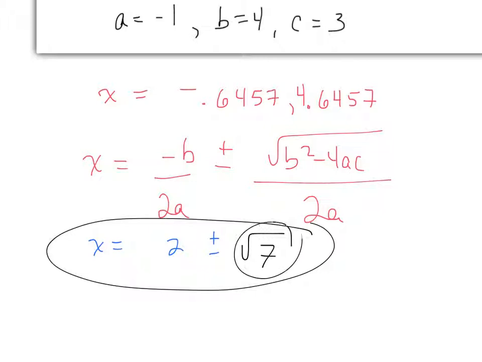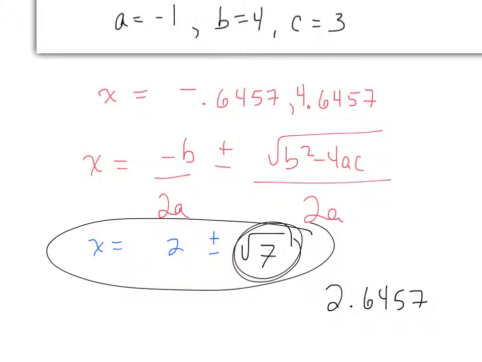So root 7 is really 2.6457. And if you take 2 and add that to it, you get the first one. Take 2 and subtract that from it, you get the second one. So you're going to see this happening: when you get a decimal that is irrational looking, there's a good chance it came from a square root that was not able to be simplified.